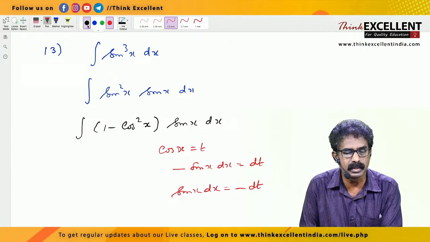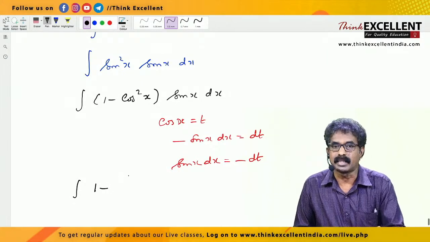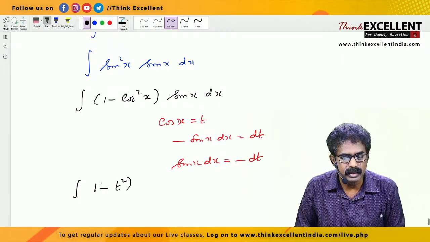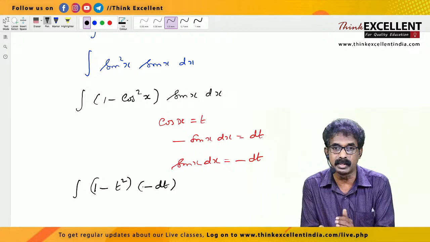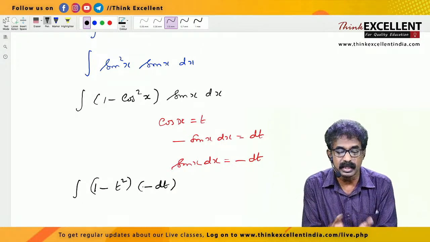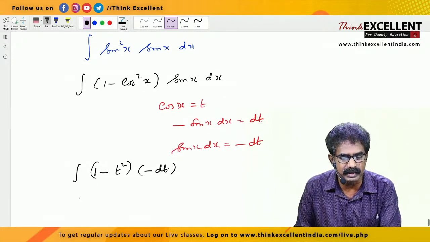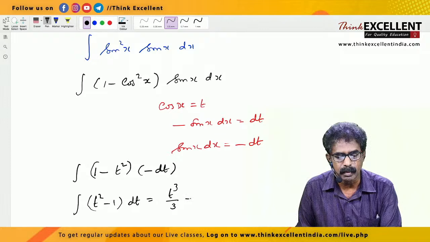Okay, now please listen to this. Integral 1 minus cos square x, cos square x becomes t square, into sin x dx. Sin x dx is minus dt. The minus, you can take outside, or adjust here: 1 minus t square, you can write t square minus 1, just multiply by minus. Integral t square minus 1 of dt. Now you know t square integration is t cube by 3, minus 1 integration t, plus c.